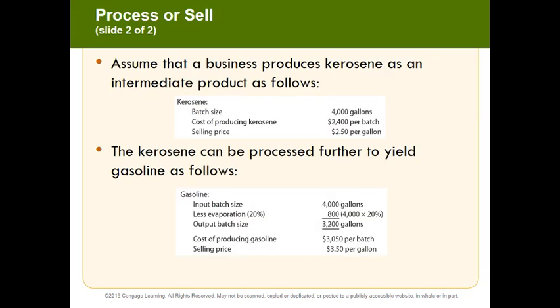So we're going to actually use a company that produces kerosene as an intermediate product, and it can be processed further to yield gasoline. We have batch size, costs, selling prices, and for both of these. So let's look at the differential analysis.